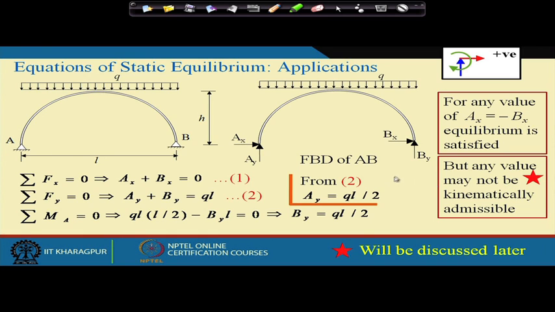Now, this example tells you that yes, we could solve the problem partially, we could determine some of the support reactions, but in order to get the entire support reaction, all the information about the support reaction, the equilibrium equations are not sufficient.